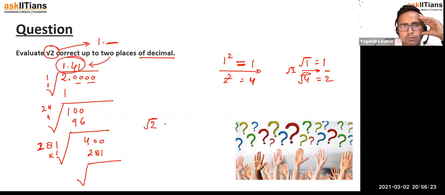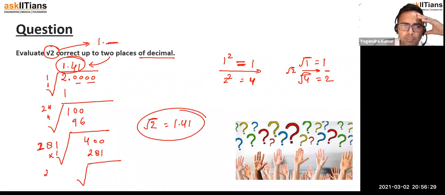So root of 2 is 1.41, correct up to 2 decimal places, right? You can go for more if you want to, but I think we got the answer. 9 here, we can get 1 and 1 here. Now here, whatever number you write, you need to bring 2 more zeros here.